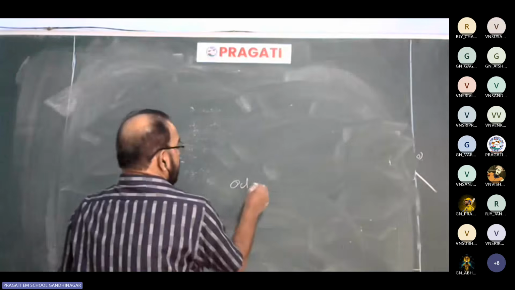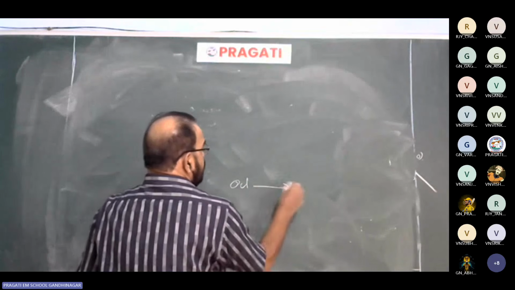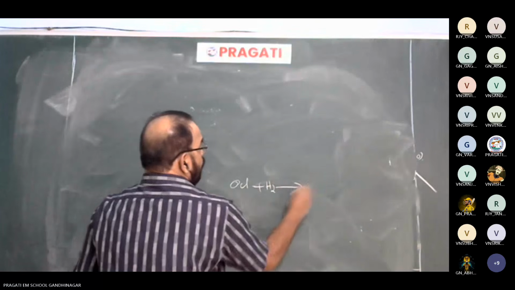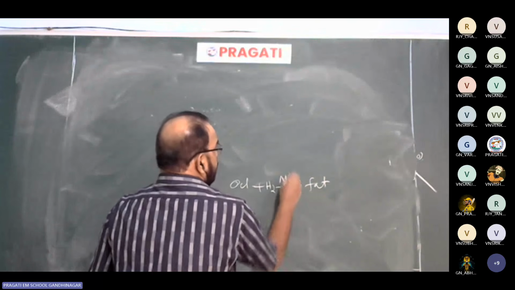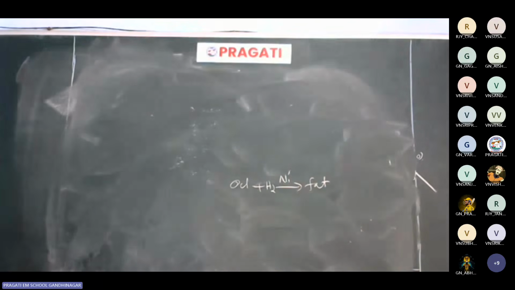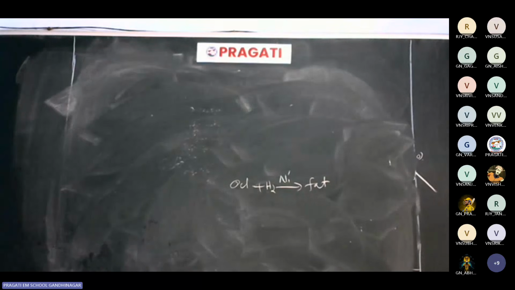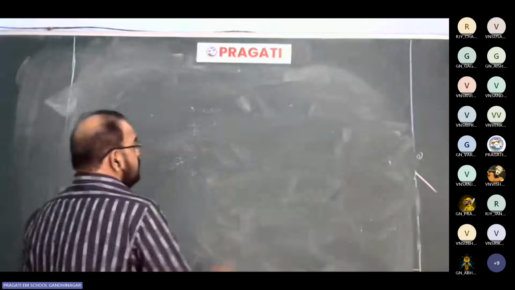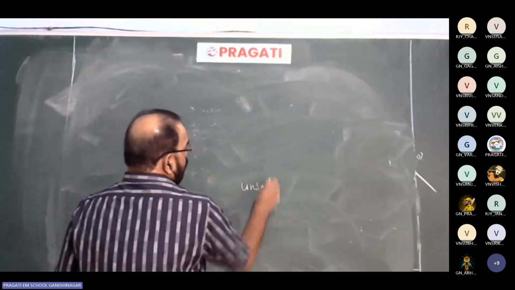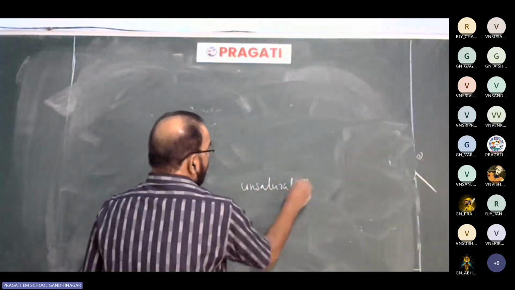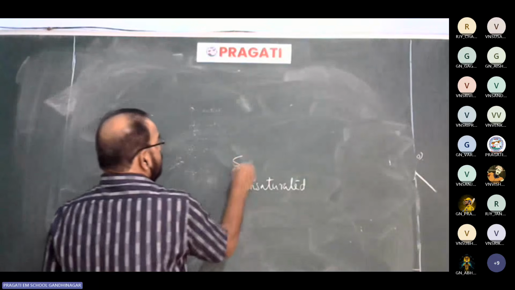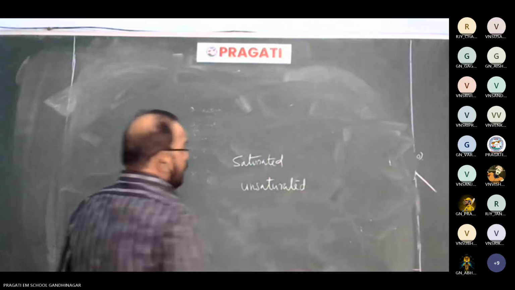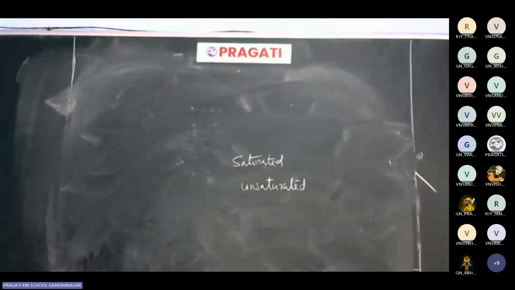So addition reaction, you can say, unsaturated oil is changing into fat in the presence of a catalyst. So this is called hydrogenation of oils. This is an example of addition reaction. Unsaturated hydrocarbons undergo addition reaction, and saturated hydrocarbons undergo substitution reaction. Then, what are hydrocarbons?